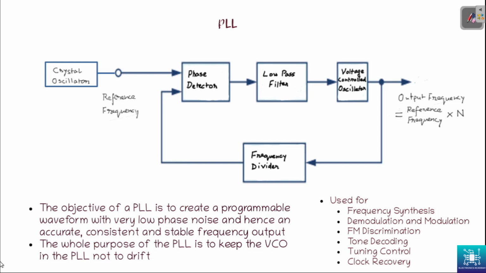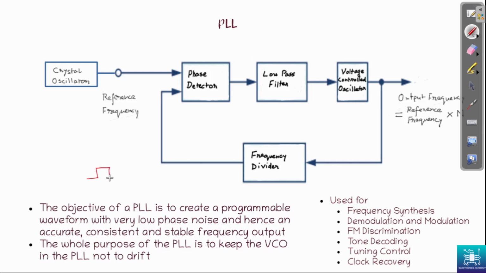PLL block. The PLL stands for phase locked loop, and the objective of the PLL is to create a programmable waveform with very low phase noise and hence an accurate, consistent and stable frequency output. Now, when we say phase noise, it means deviation. Suppose you have, just imagine this is a clock of say 100 megahertz that we need to generate.